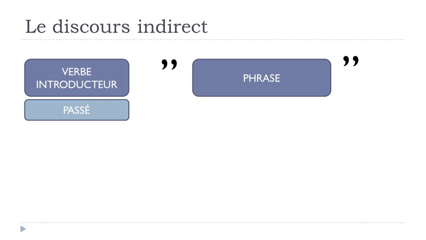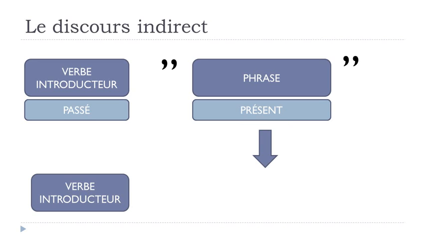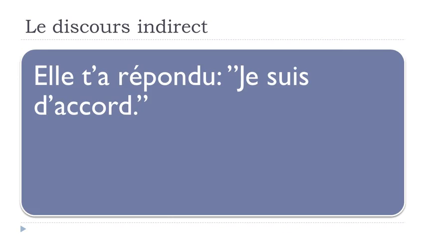Okay, so the first example is if we've got this verbe introducteur at the past form, and for all the examples I will put this first part at the passé composé, so it will be easier that way. If we get the second part here at the présent, this part will have to change. The verbe introducteur will stay the same, but this présent form will be at the imparfait. Okay, so let's have a look how it will go.